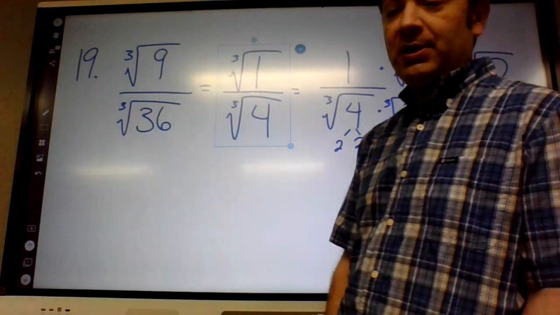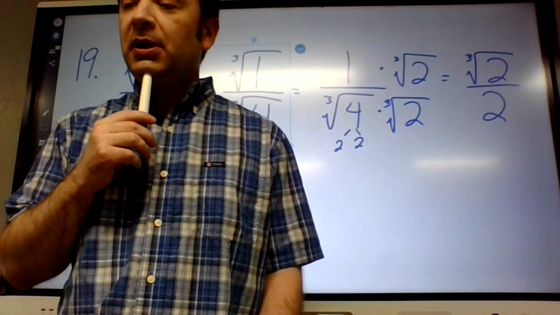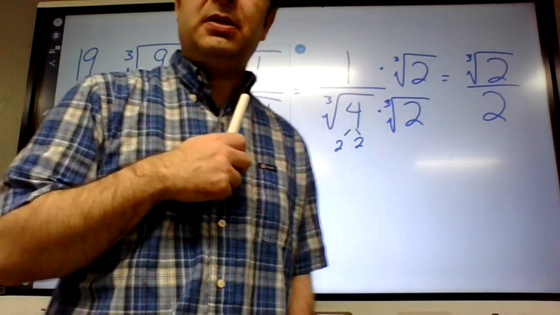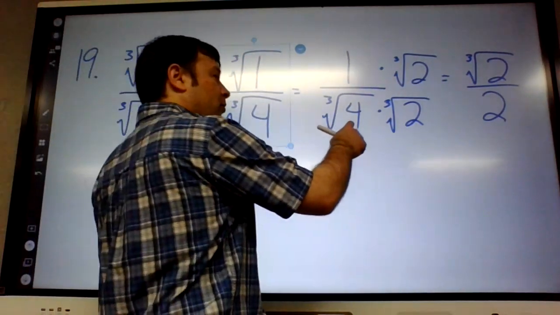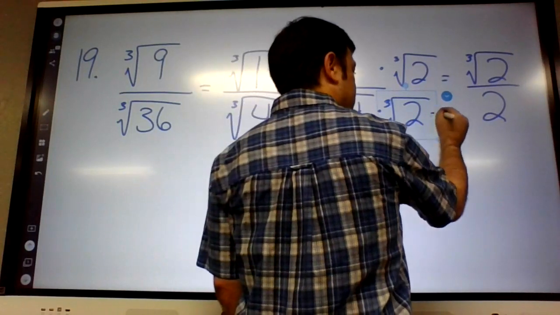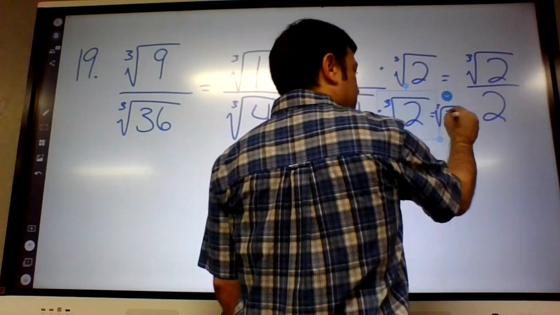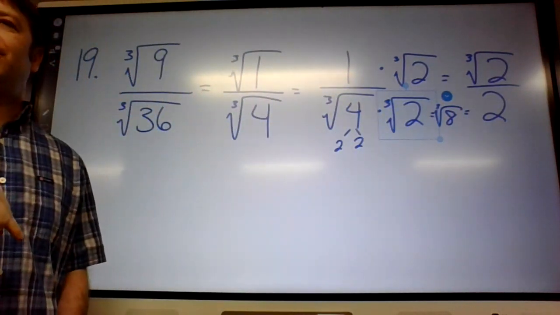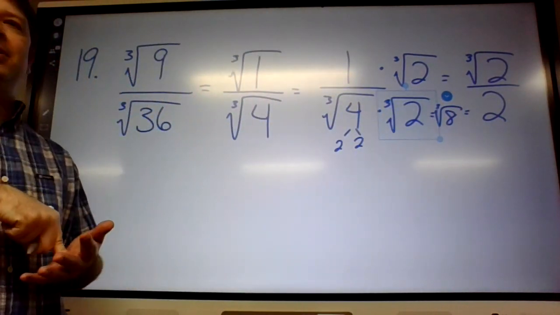Alright, what's 20? What's 20 look like? 20 looks almost the same. How'd you get 2 on the bottom? Because 4 times 2 is 8, and 8 actually has a cubed root. So it can turn into a normal number. That's what we're trying to get to. Can it turn into a normal number?